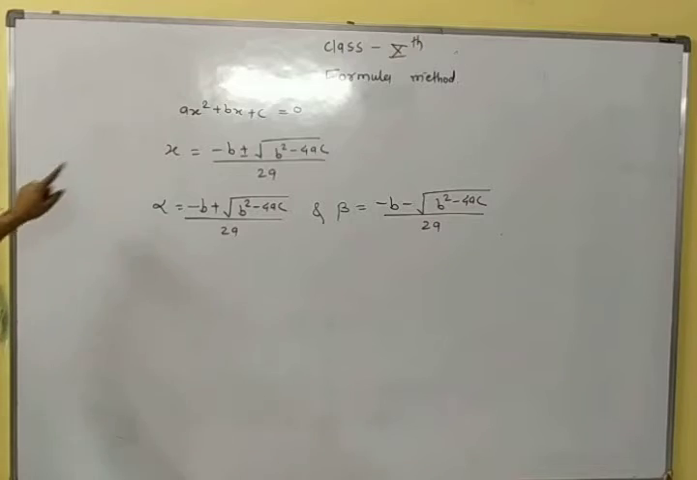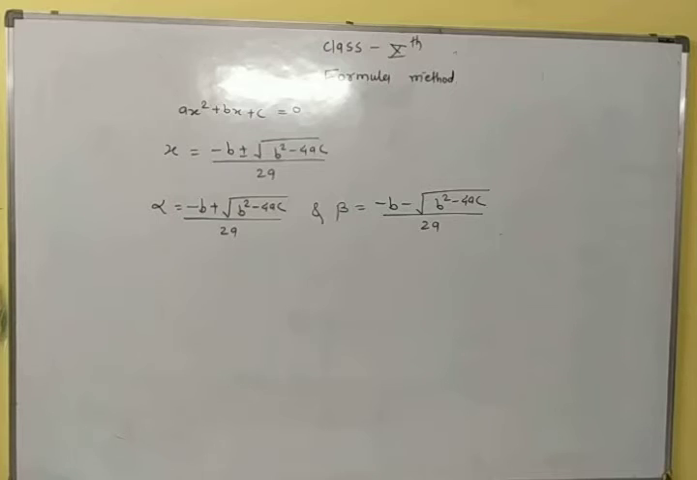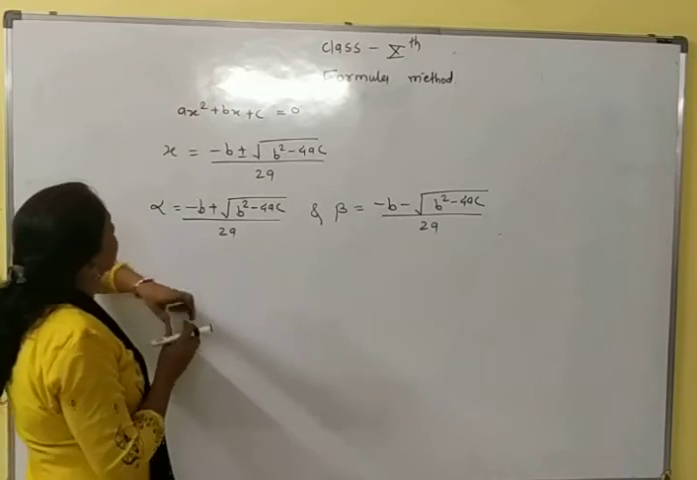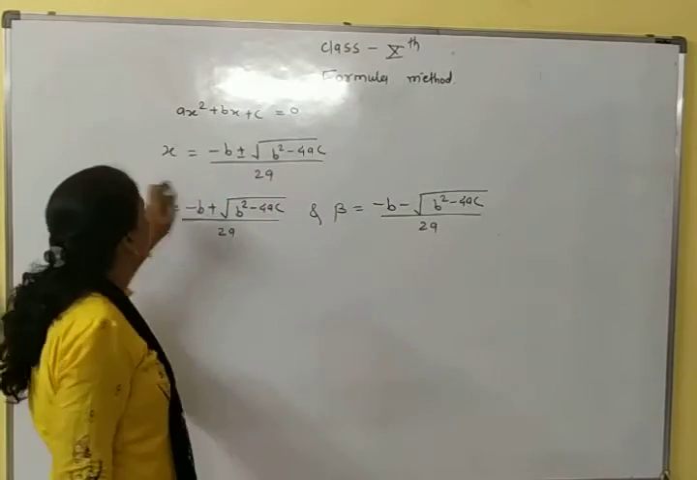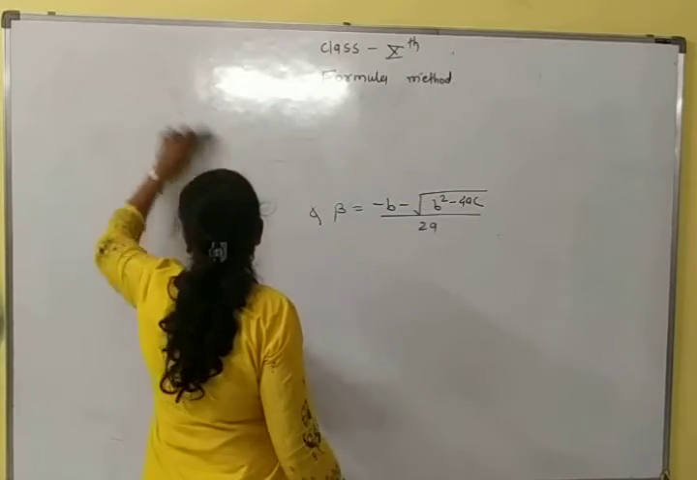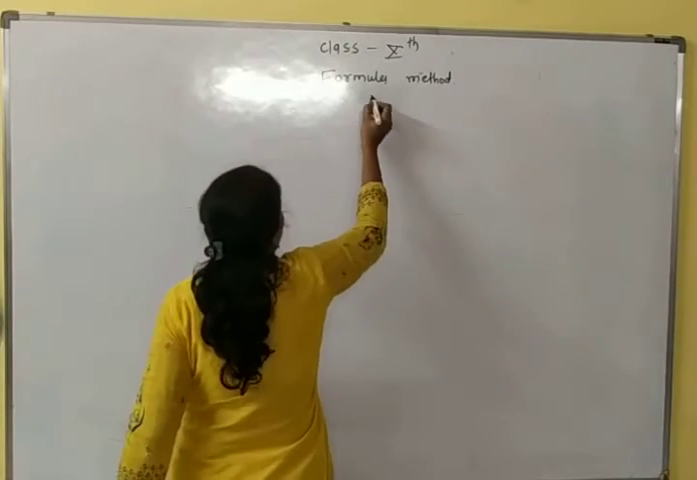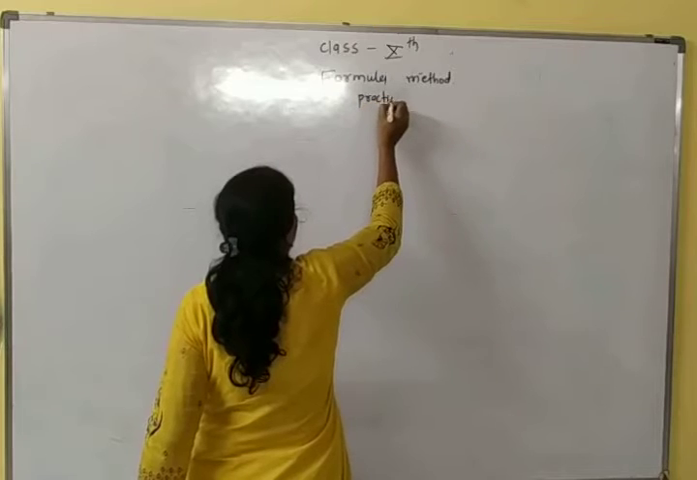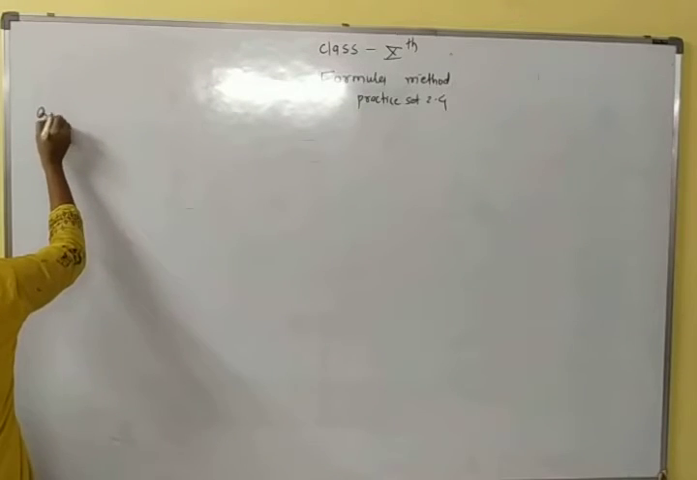By using this formula we can solve Exercise 2.4, practice set 2.4. We can solve it by using the formula x = (−b ± √(b² − 4ac)) / 2a.